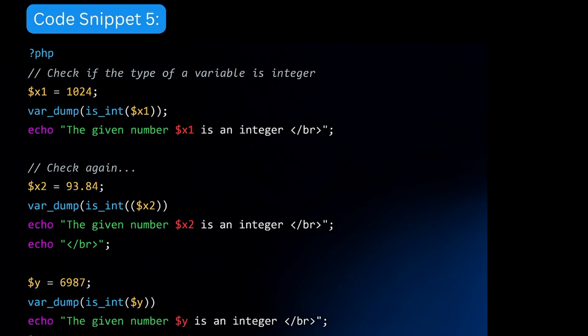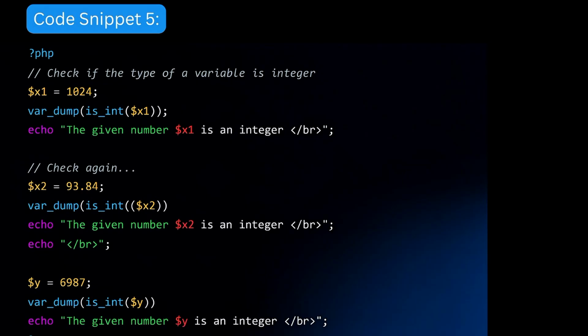The next echo statement, echo "The given number $2 is an integer", still prints the message, but remember, the logical check already told us that $2 is not an integer. It's a float. This distinction is crucial when validating numeric data in your programs.